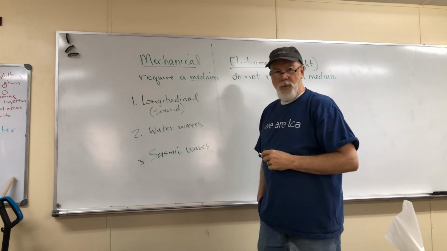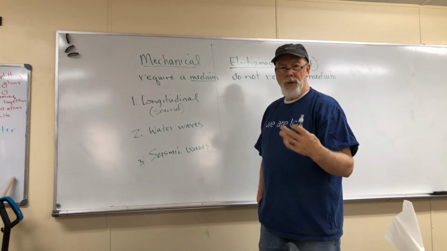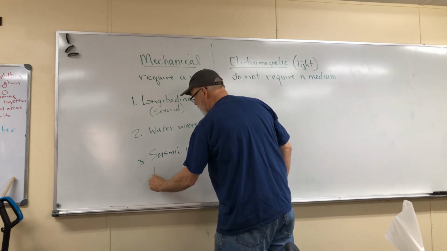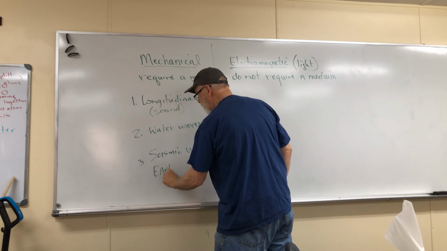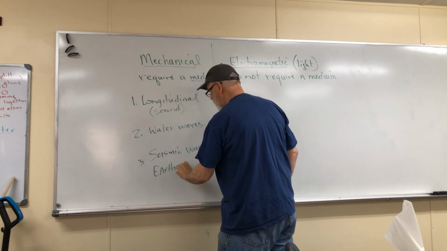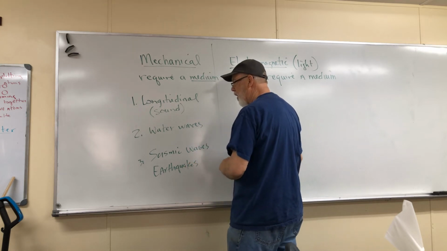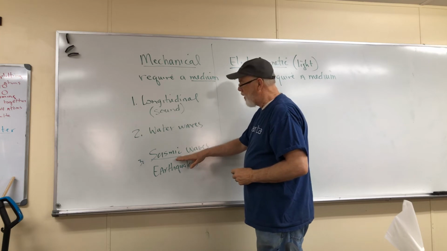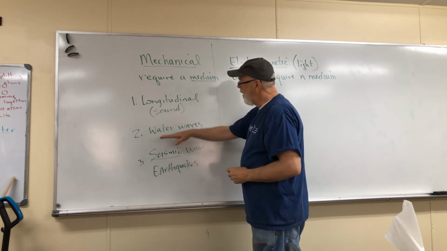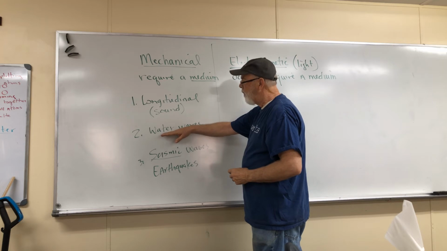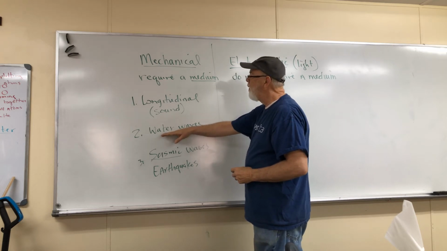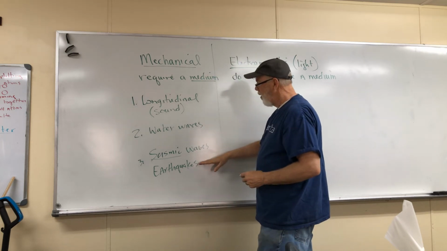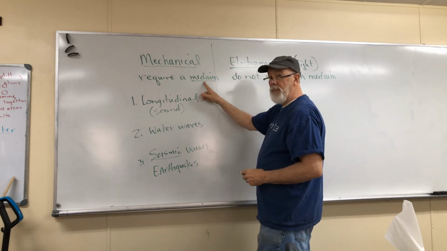And seismic waves are going to be related to what? And you should be saying earthquakes. So the seismic waves, and there are several different types of seismic waves that are produced during earthquakes. There are several different types of waves that are being produced in water waves. And then the longitudinal waves. All three of these types of waves are going to require a medium.